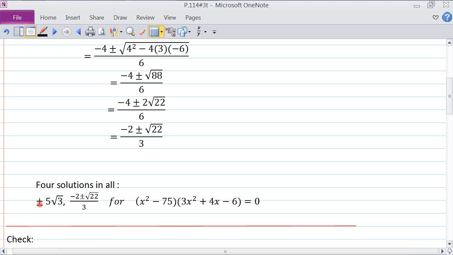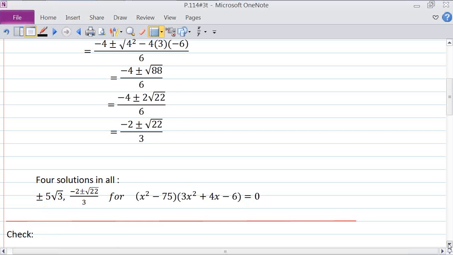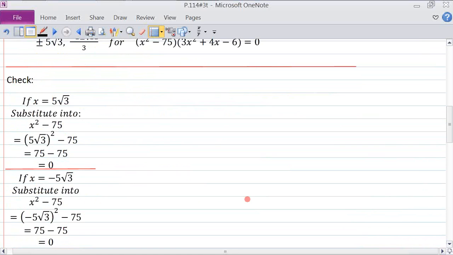We get 2 solutions here with a plus and minus, and 2 solutions for this one with a plus and minus. And so now we're going to try 5 root 3. We substitute it into here. 5 times the root of 3 squared. 5 squared is 25. The root of 3 times the root of 3 is 3. 25 times 3 is 75. And we have this 75 here minus 75. So the sum of these two terms is 0.